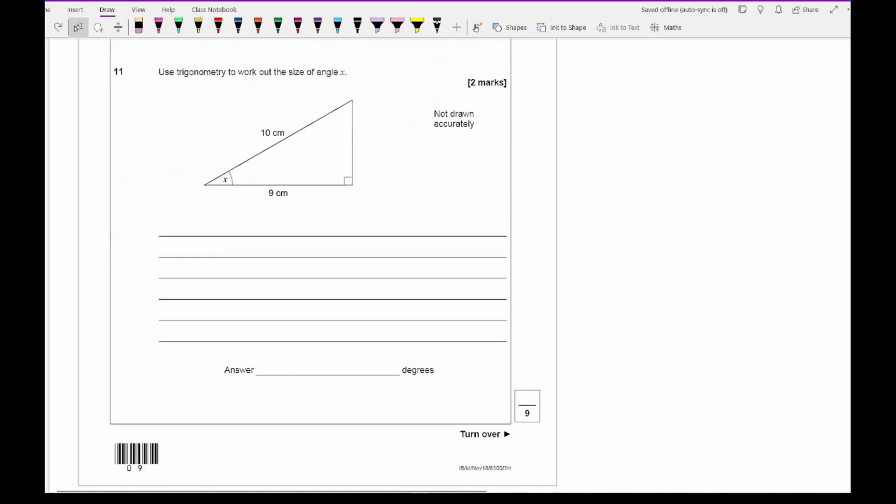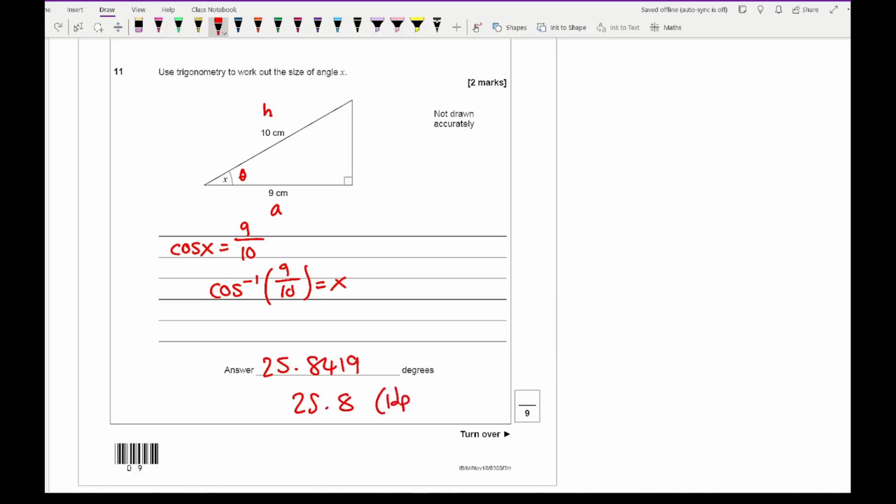For question 11, it says use trigonometry to work out the size of angle x. So here we need to label the sides. So that's the hypotenuse. This is the adjacent. This is my theta. So which rule am I going to use? I'm going to use cos. So I've got cos x equals the adjacent, which is 9, over the hypotenuse, which is 10. So the inverse cos of 9 over 10 equals x. And I get an x value of around about 25.8419. Again, if you want to round that, it'd be 25.8, to 1 decimal place.